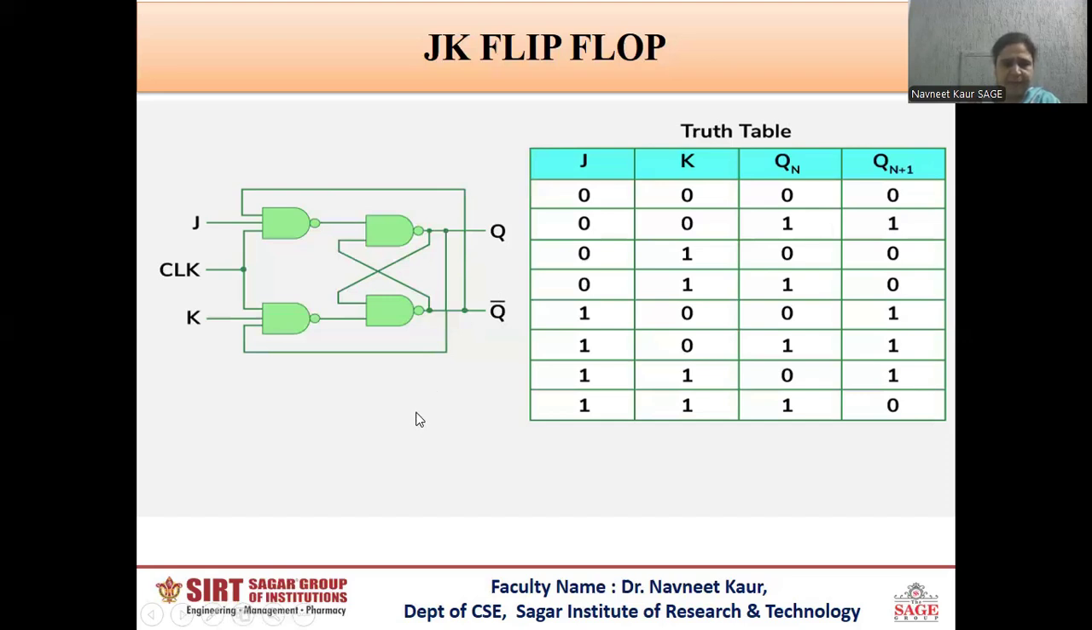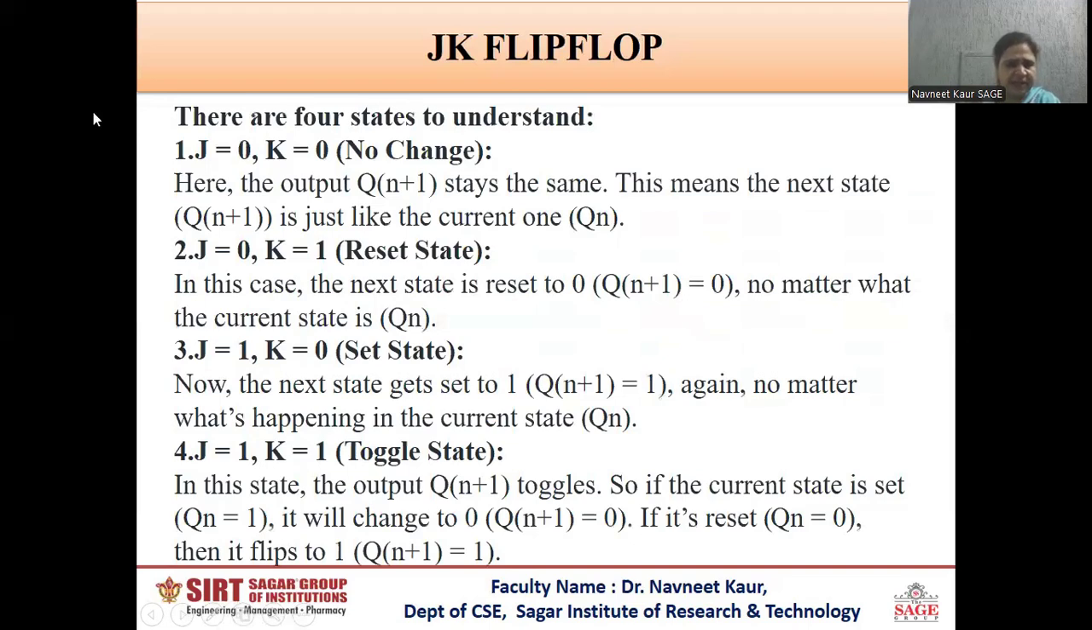Now, coming to the working of the JK flip-flop, when both J and K are 0 and 0, in that case, the next output Qn plus 1 will be same as the present output Qn. It is known as no change condition.